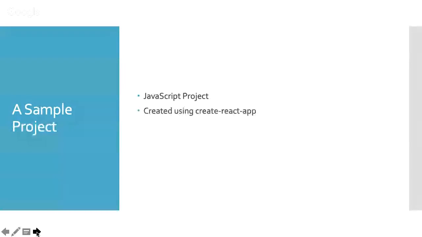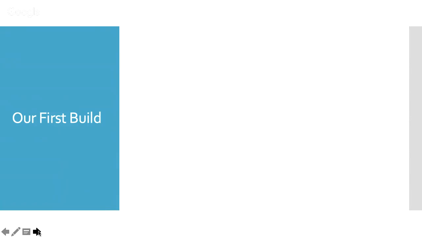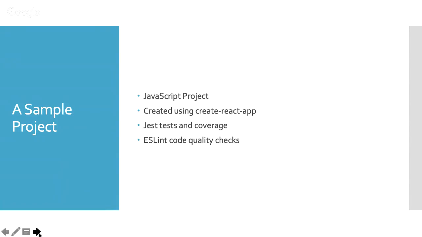So it is a JavaScript project created using Create React App, and the test framework that's there is called Jest. It also publishes coverage information. I will show you how later. And the code quality check tool is called ESLint. If you have PHP or Java projects, you will have different tools, but they will have the same output. I will tell you soon what the output needs to be for it to work with Jenkins. So this is the sample project.